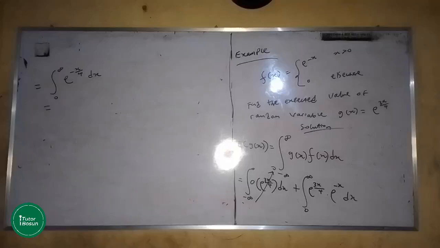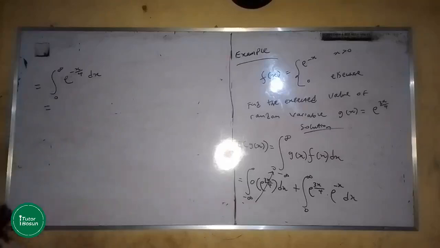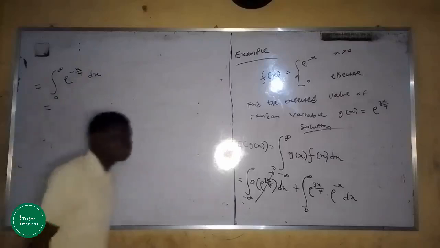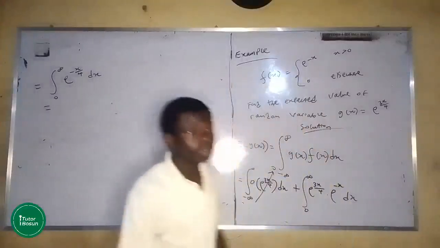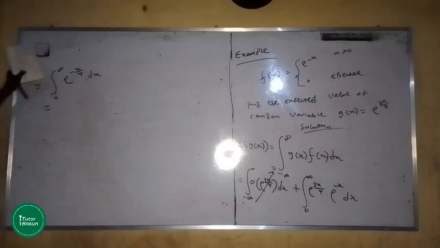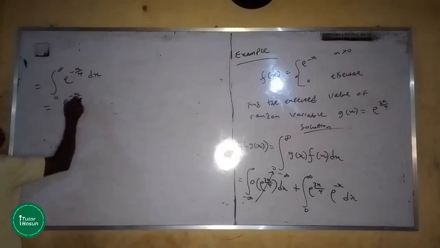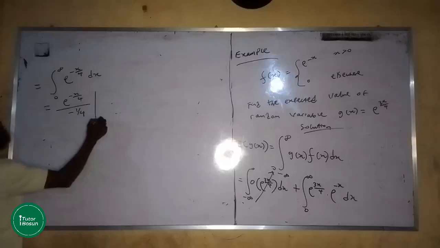So now let's integrate. I already taught in one of our lessons how to integrate exponential. Anything exponential, how do you integrate it? There's a short trick for that. Just differentiate the index, that is the exponent. If you differentiate minus x over 4, you'll be having minus 1 over 4. So we have exponential minus x over 4 divided by minus 1 over 4, from 0 to infinity.